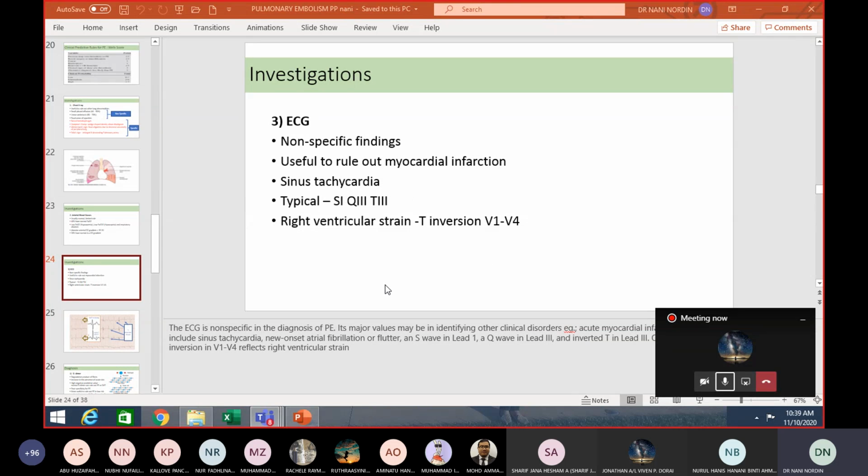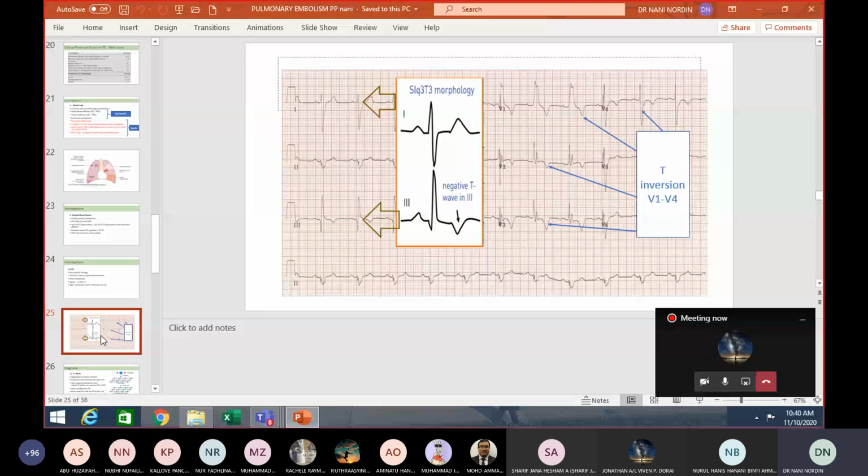Okay, so these are the findings that you may find, although, mind you, it might still be normal in real life. Okay, so if you have this, good. So this can support your diagnosis. Okay, so you have deep S wave in lead 1. So this is lead 1. Okay, so you look at your lead 3.